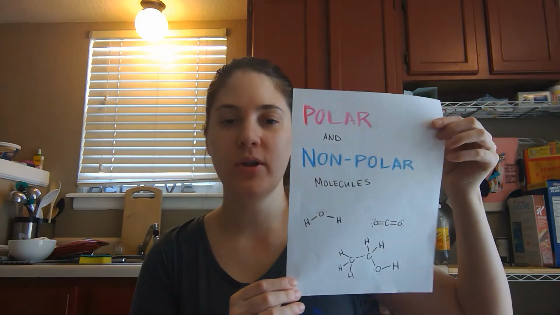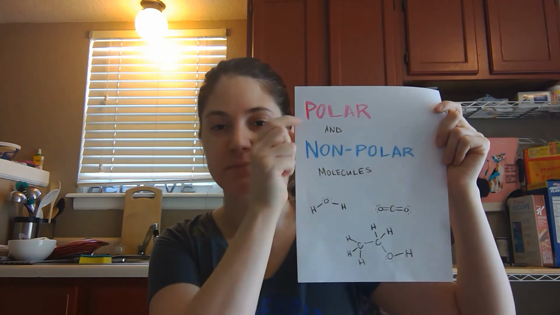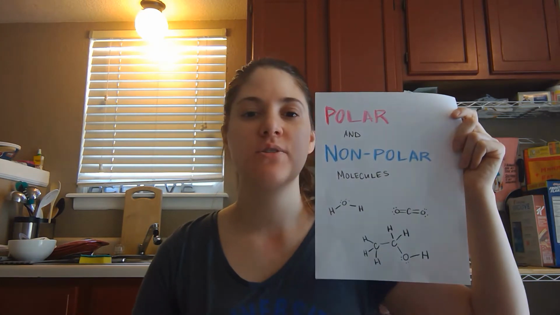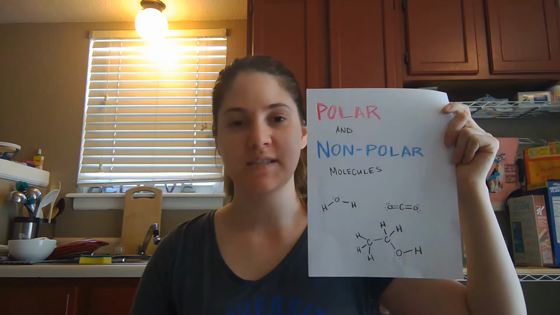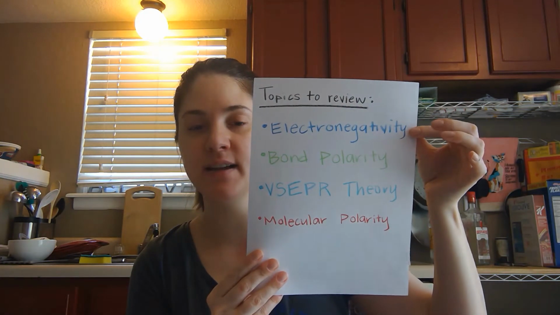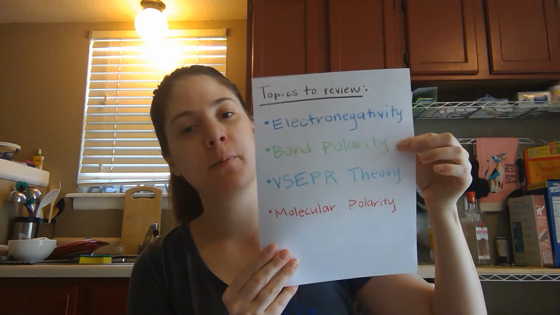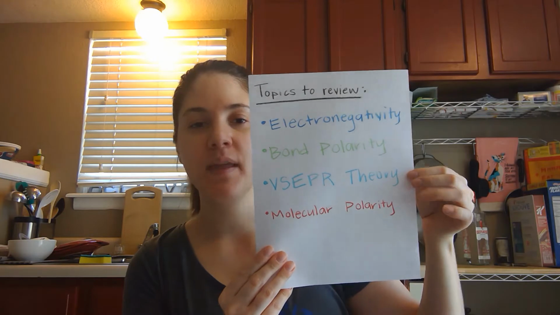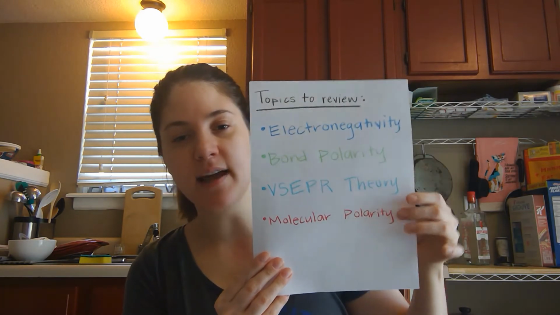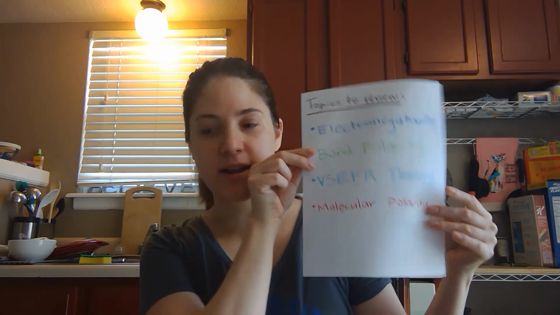Hello, today we're going to go over polar and non-polar molecules and how to determine whether or not a molecule is polar or non-polar. In order to really explain how to do this, there are a couple of topics we need to review. Specifically, we'll go over electronegativity and then how to apply that to determine bond polarity. Then we're going to go over VSEPR theory, and finally we'll pull all of that together to get to the main attraction, molecular polarity.